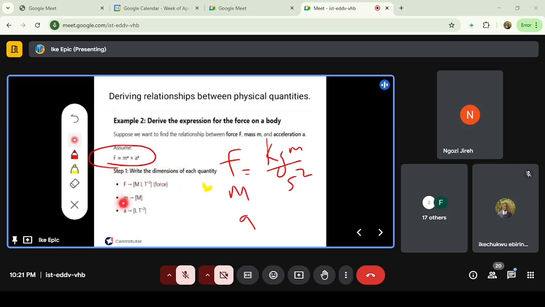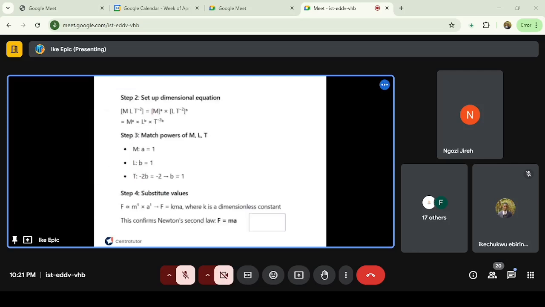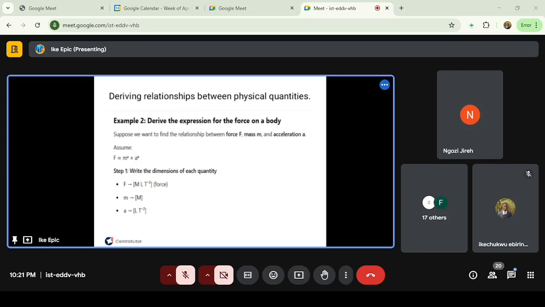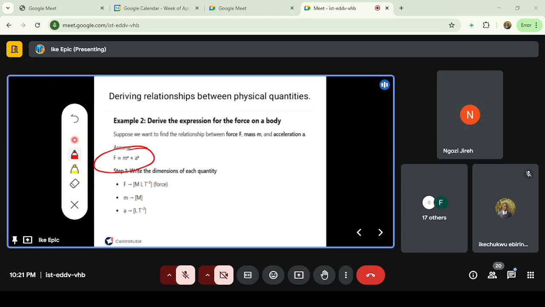Then also the dimension for mass is M, and the dimension for acceleration, as we did earlier, is LT raised to the power minus 2. So now we've gotten the individual dimensions. The first step is done. After getting these individual dimensions for every parameter present, the next thing you do is to set up the dimensional equation. That's this expression we had here, where we had F directly proportional to m raised to the power a times a raised to the power b.